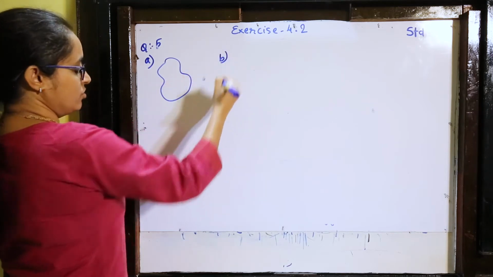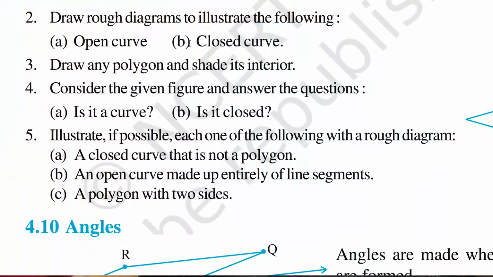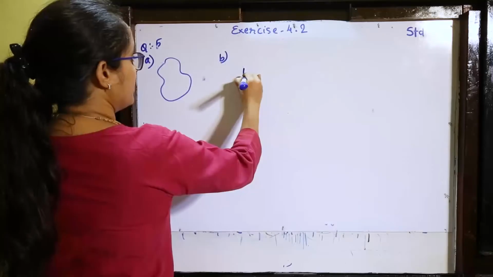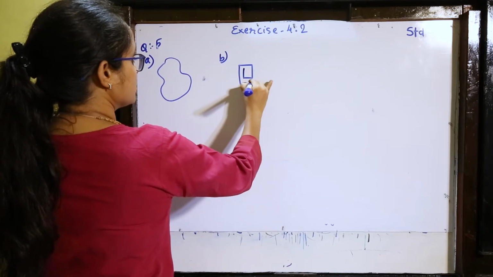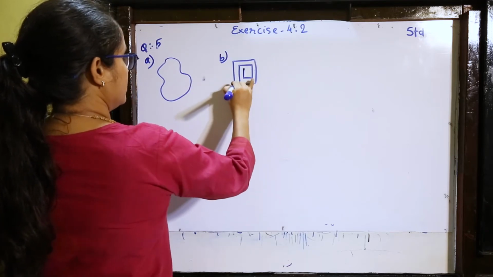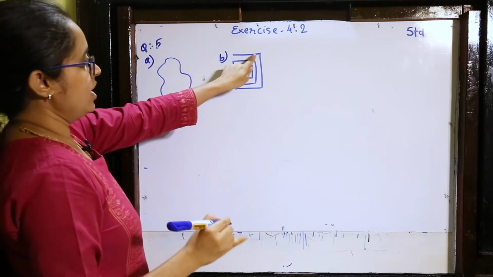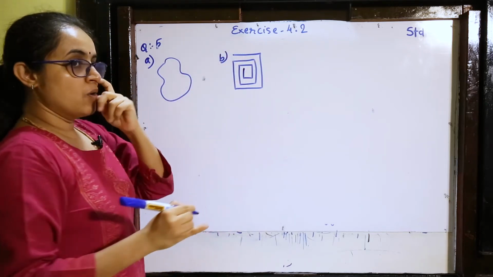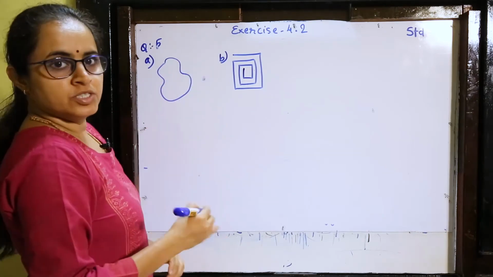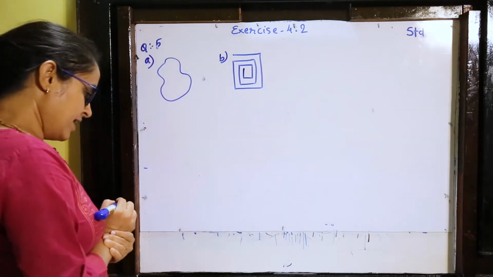Then in B you have to write down the heading: open curve made entirely of line segments. It should be an open curve. Open means it is not closed. Right, so it does not join anywhere and it should be drawn with line segments. These are all line segments you can see, and they are not joining with each other. So that's B and C.